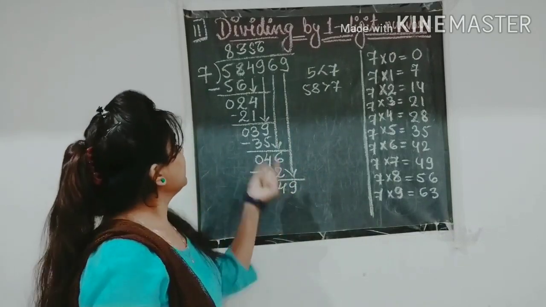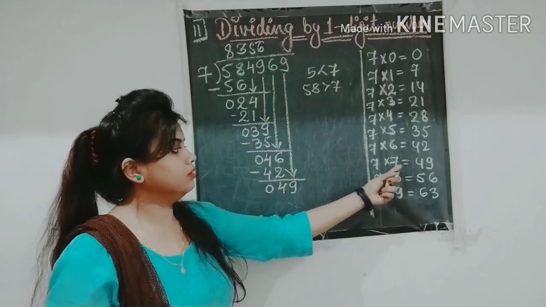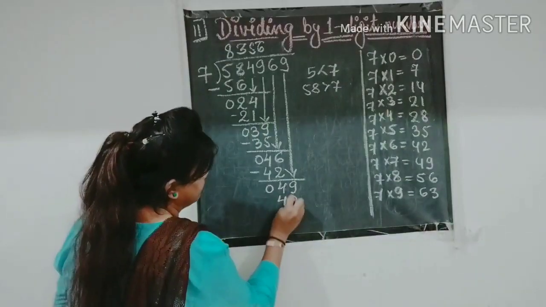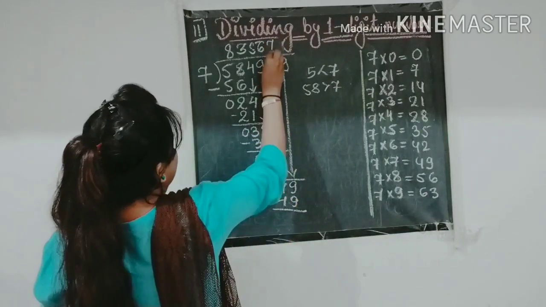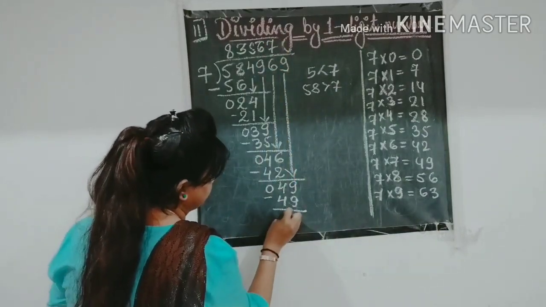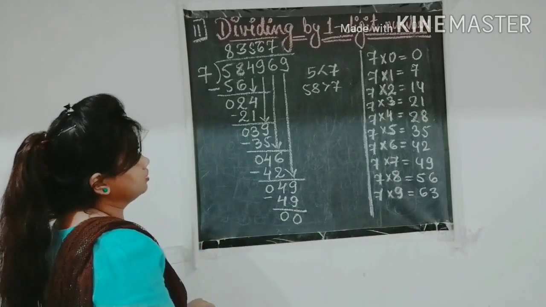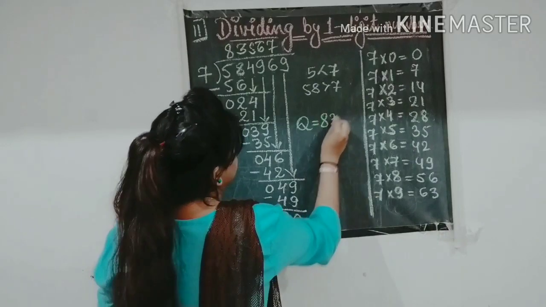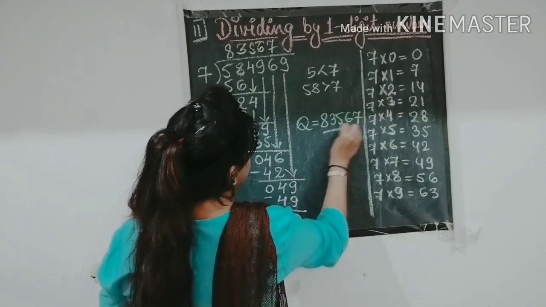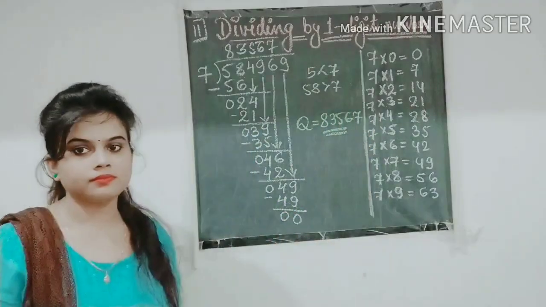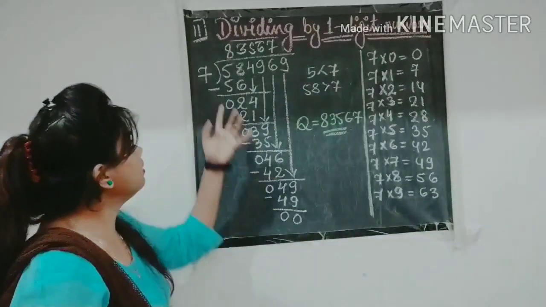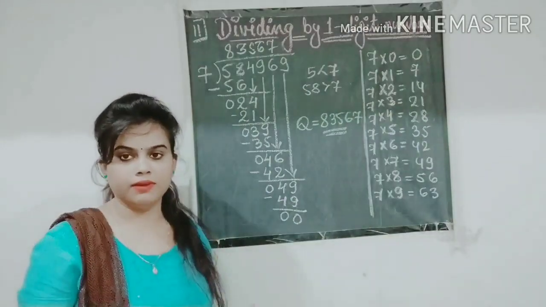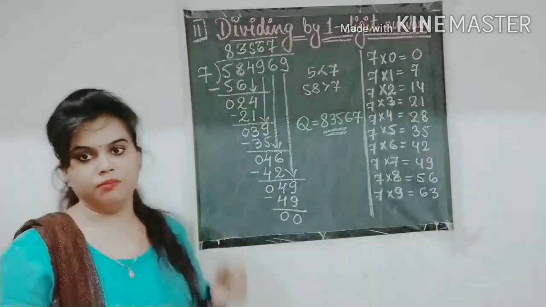So the last number is 49. In 7's table we have 7 multiplied by 7 is equal to 49. So write here 7 7s are 49 and subtract it. You will get 0. So the quotient of this question is 8, 3, 5, 6 and 7. This is your quotient. So in this type of question, when the first digit of the dividend is smaller than the divisor, you can take a 2 digit number.